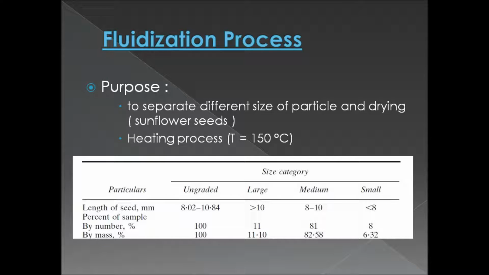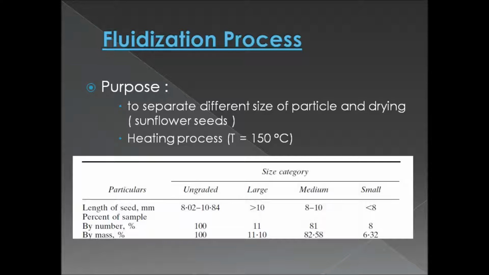From the storage, the sunflower seed will be transported to the fluidization bed to undergo the fluidization process. The purpose of the fluidization process is to separate the different sizes of sunflower seed. Generally, there are three types of sunflower seed, which are large, medium, and small. The only size that is used for the conventional purpose is the large sunflower seed, which is in the range of 6 to 8 millimeters.